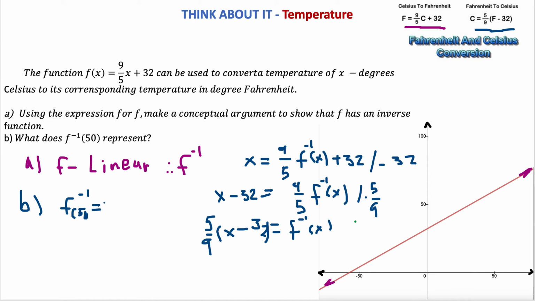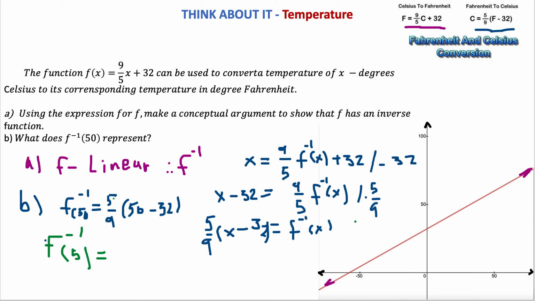It represents this way. Now 5/9, and instead of the x I am plugging in 50, minus 32. Let's solve this problem here. When we find the inverse function of 50, after all the calculation, what do we get? Let me take one shortcut here. 50 minus 32 is 18.